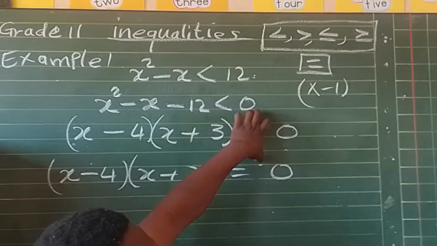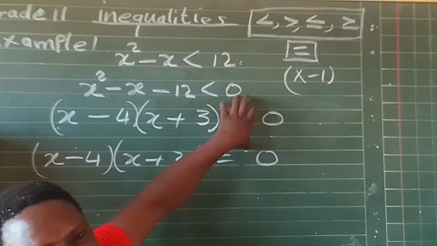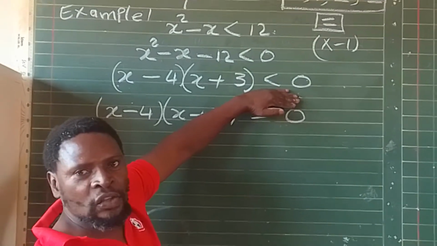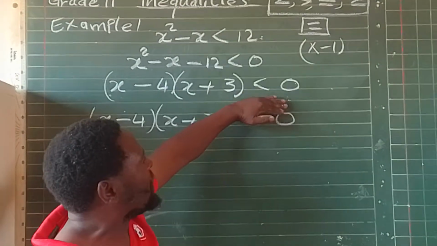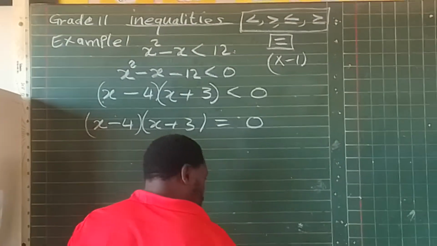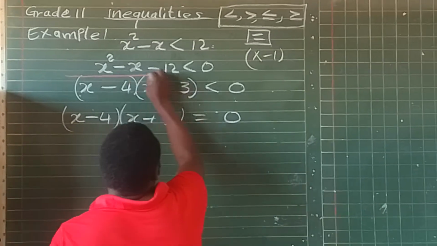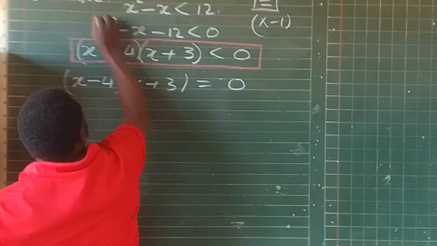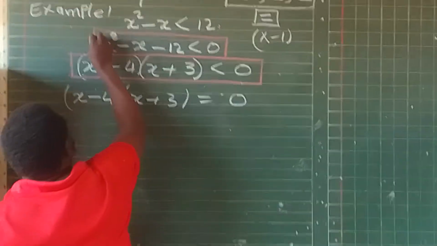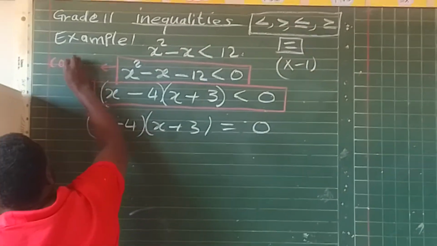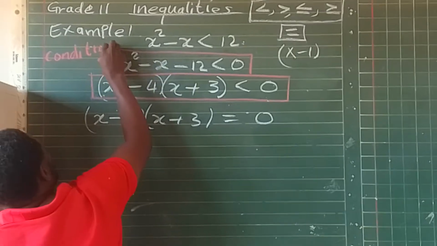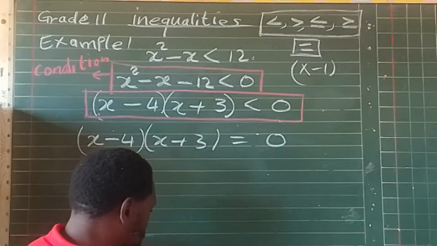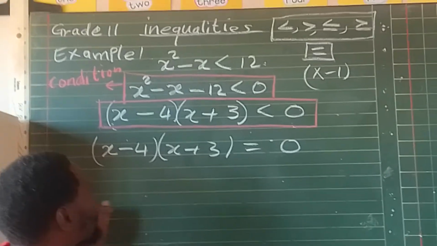Now, we don't drop this sign, but we ignore it, we pretend as if it is an equal sign. It is not less than. But at the end, eventually, when we solve the problem, we are going to consider this condition. This is our condition. Let me just highlight it for you, grade 11. At the end of the day, when we do our things, we consider that as our condition, though we have applied the equal sign. Right?